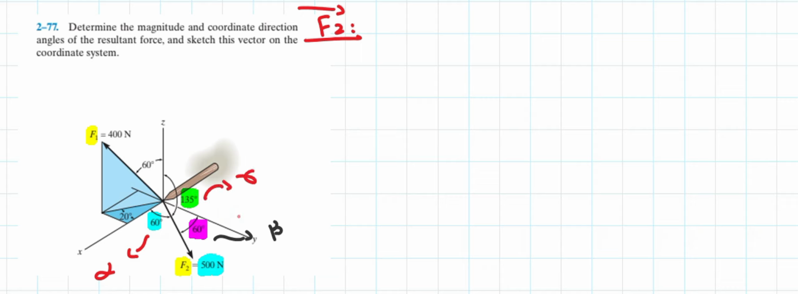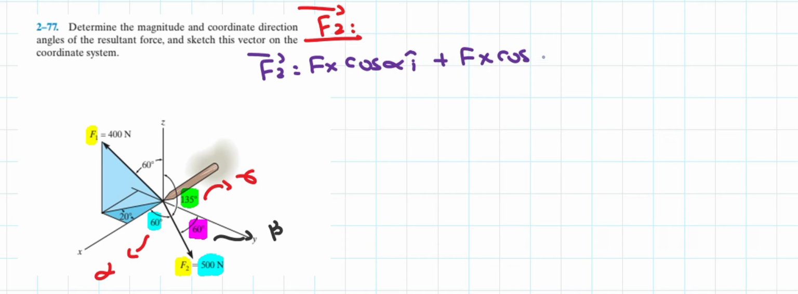So the Cartesian form or the vectorial form of F2 is written as F2 equal to F cos alpha i, with positive sign F cos beta j, with positive sign F cos gamma k. And don't forget to write down the unit here, and the unit in this case is nothing but the Newton.